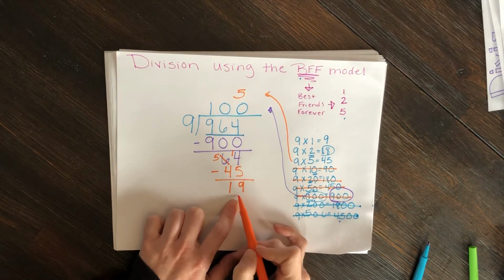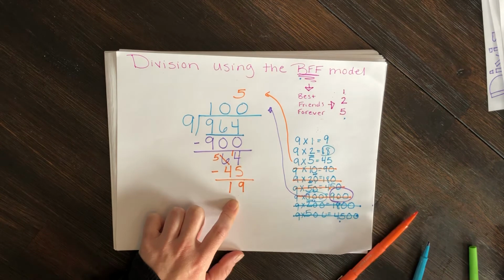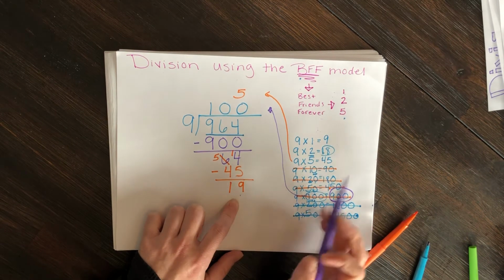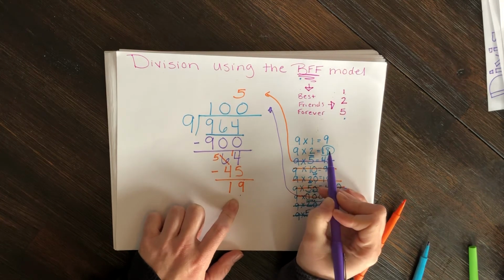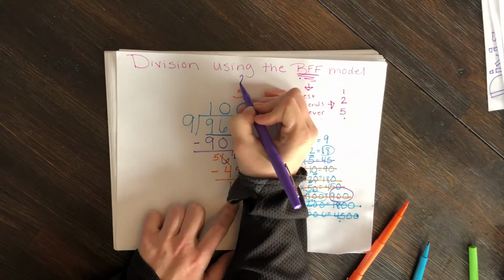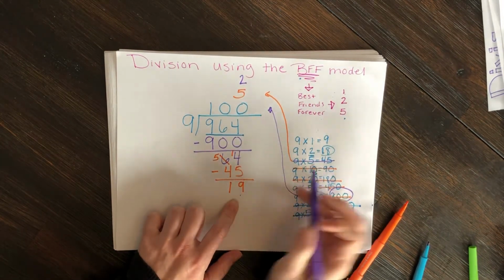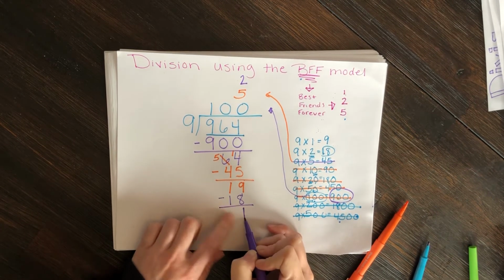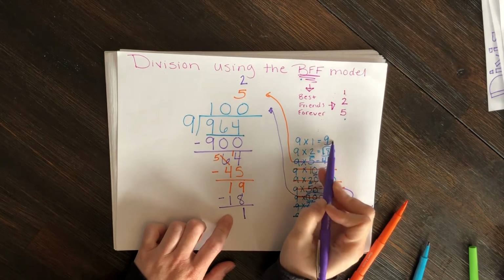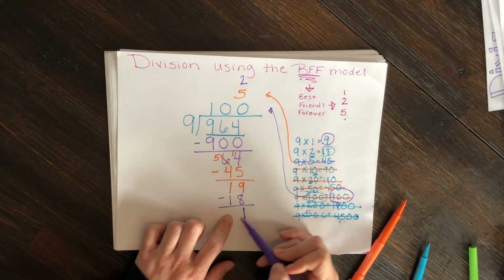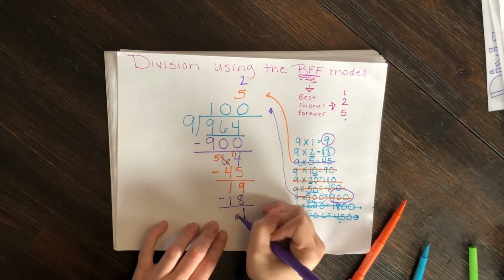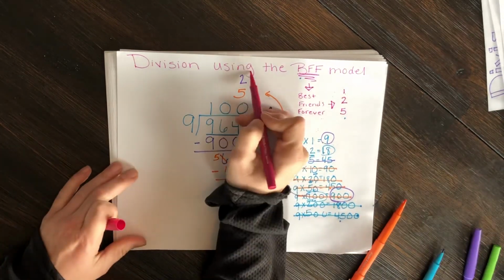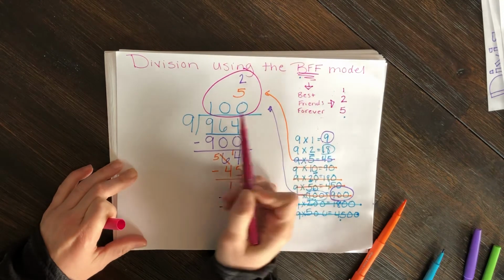So I need to keep going. So I did 90, I did 45 already, and I know 45 is too big, so I'm going to cross that off. 18, perfect. So I'm going to put a 2 right here. So 9 times 2 is 18, put that there, subtract 1. Now, I know my smallest number is 9, I can't go any further, so I have a remainder. My remainder is 1.